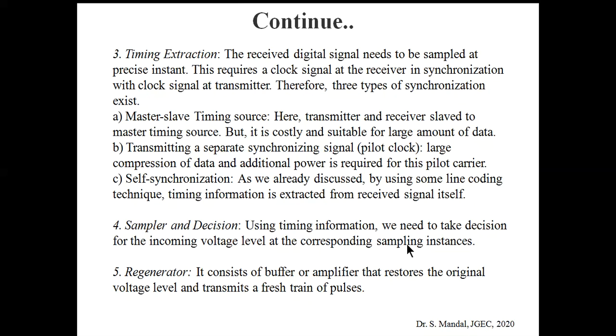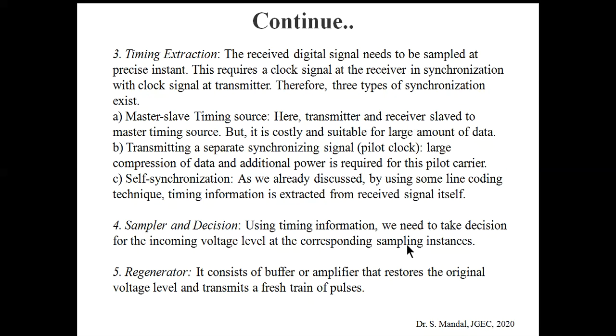Now next is the regenerator. Basically, a regenerator is nothing but a buffer or amplifier that restores the original voltage level depending on the output of the sampler and decision section. So suppose the incoming voltage level has been detected at 3 volt. As you already know, if the maximum voltage level is 5 volt, the function of this regenerator section is to amplify the corresponding 3 volt level to the 5 volt level and send the corresponding output to the communication channel again.